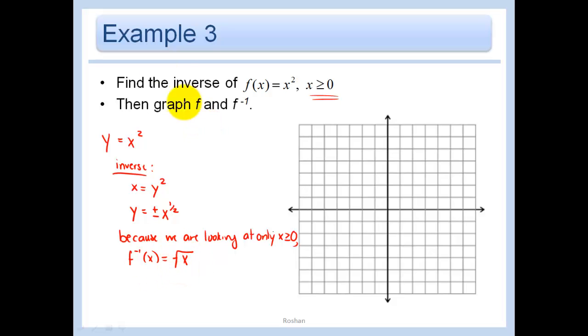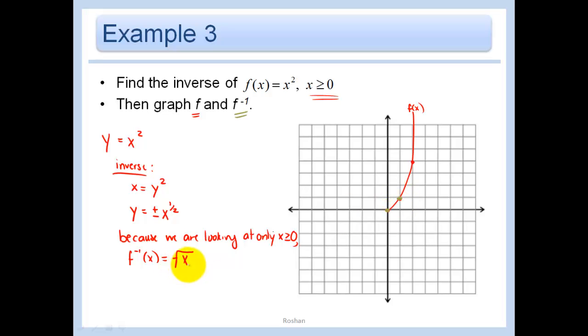So now I need to graph them. I'm going to graph f in red. So I only want x values greater than 0. Okay, so y equals x squared. I have 0, 0. If I put in 1, I get out a 1. If I put in 2, I get out a 4. So we know that it's a parabola opening up, but we don't draw this half because, again, only non-negative values of x are allowed. So here's f of x. And then let's draw f inverse in green. Here I want to do just positive root x. So I get 0, 0, that's a point. If I put in a 1, I get out a 1.